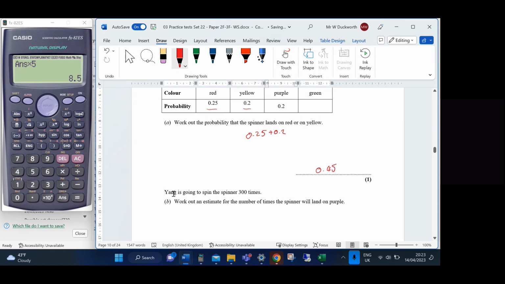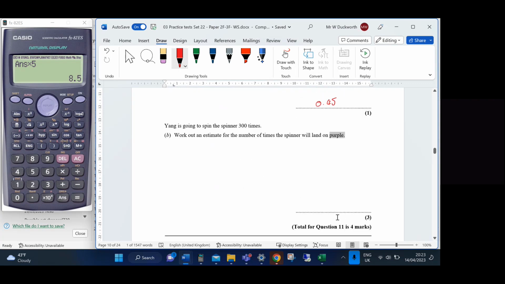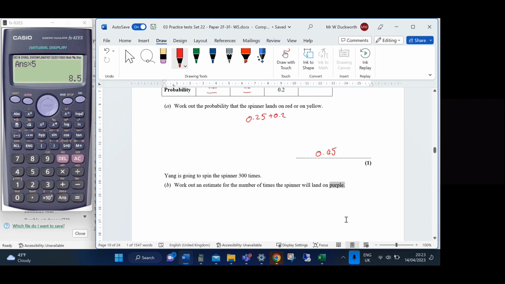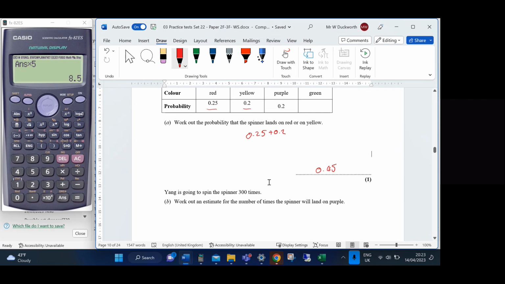I was just wondering where the name came from. Normally we're introduced to them beforehand. So Young is going to spin the spinner 300 times. Work out an estimate for the number of times that the spinner will land on purple. So 3-mark question. I think that the mistake in this question is actually that should be green and that should be purple. I'll do it as the question says though, and then I'll do it for green, just because I think that's a more useful skill.